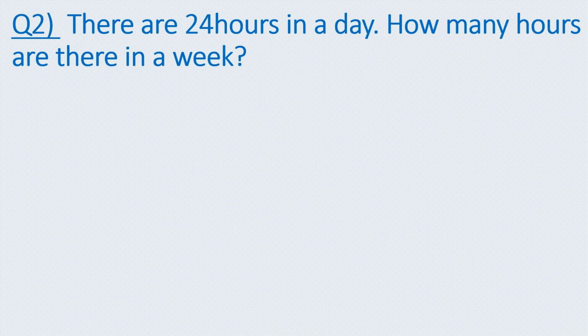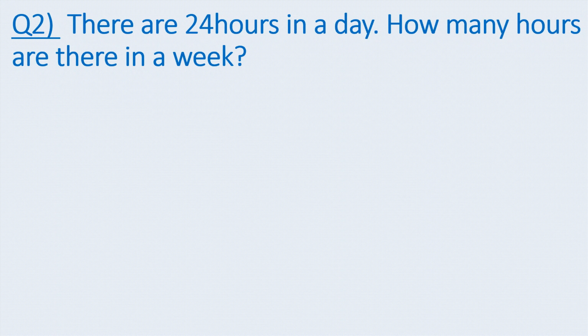Now question number 2. There are 24 hours in a day. In one day there are 24 hours. How many hours are there in a week? Okay, you understand the week, children? In 1 week how many days are there? 7. Sunday, Monday, Tuesday, Wednesday, you know, na? So in one day there are 24 hours. So how many hours are there in 1 week? You have to find it out.